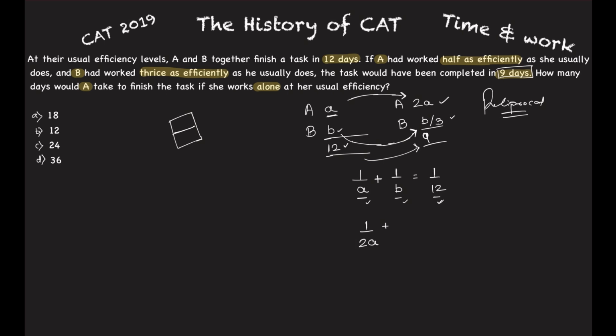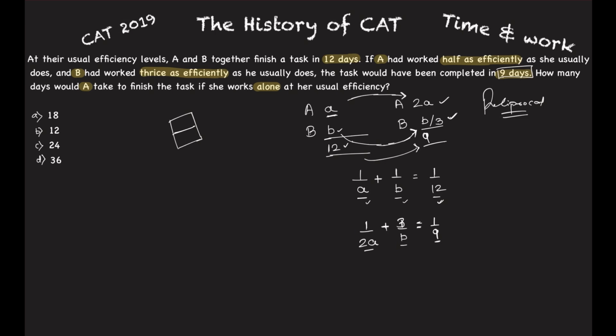In one day, B will do what? B will do 1 upon B upon 3. This 3 goes up because he can finish a piece of work in B by 3 days. So in one day he will do 1 upon B upon 3, which is nothing but 3 upon B. And together they could finish a piece of work in 9 days, so in one day they will do 1 by 9th of the work. So that's A's work in one day, B's work in one day, and together what they do in one day.